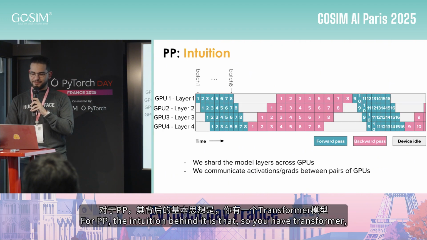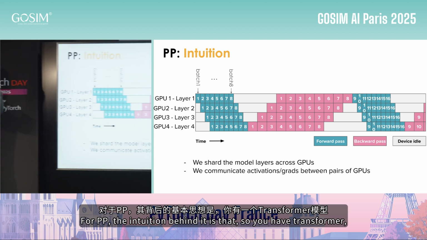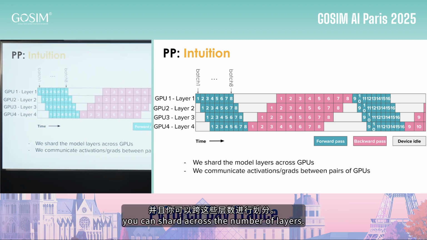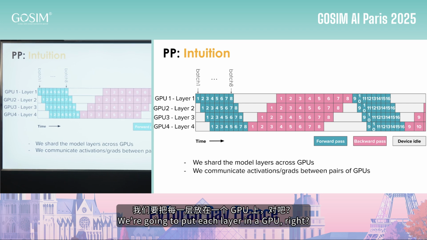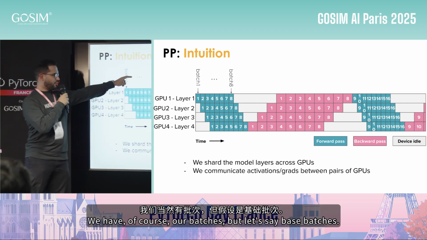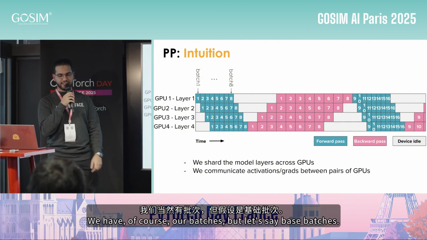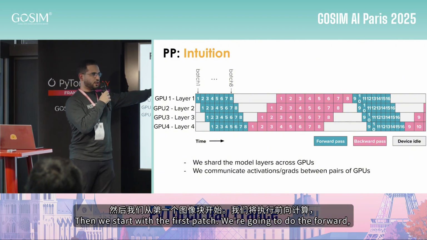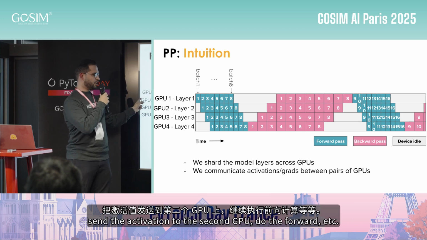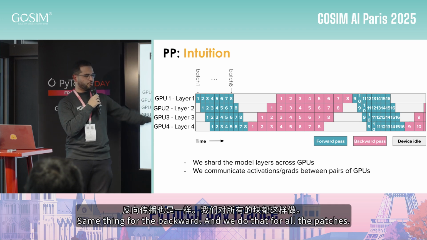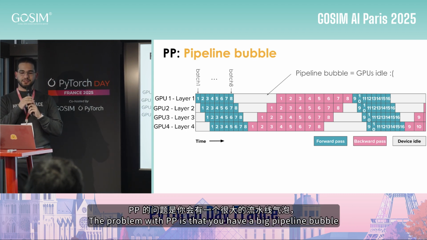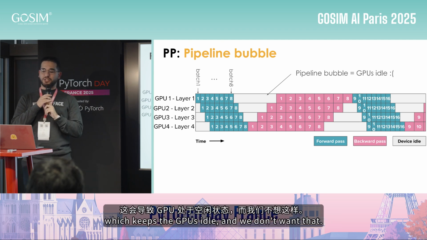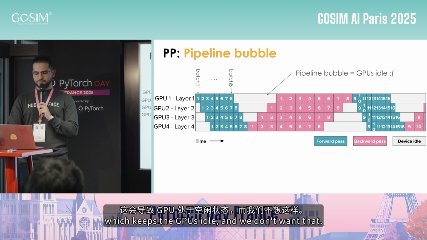And let's take a small digestion break. For PP, the intuition behind it is that you have a transformer with a lot of layers, and you can shard across the number of layers. So let's say we have a model which has 4 layers. We're going to put each layer on a GPU, and of course we have our batches, let's say 8 batches. Then we start with the first batch. We do the forward, send the activation to the second GPU, do the forward, etc. Same thing for the backward, and we do that for all the batches. The problem with PP is that you have a big pipeline bubble, which keeps the GPUs idle, and we don't want that.